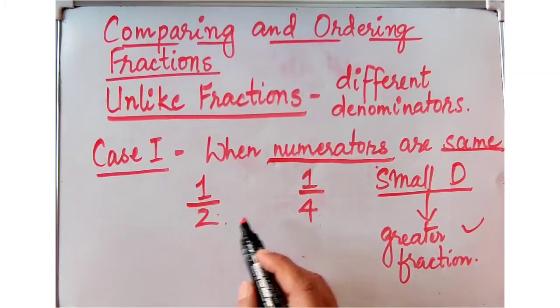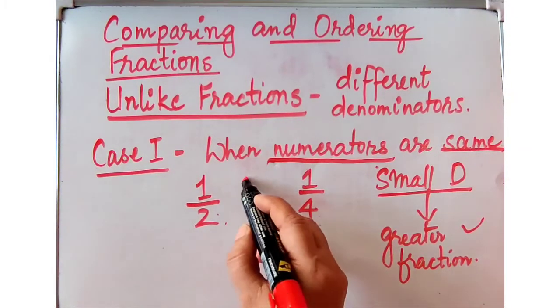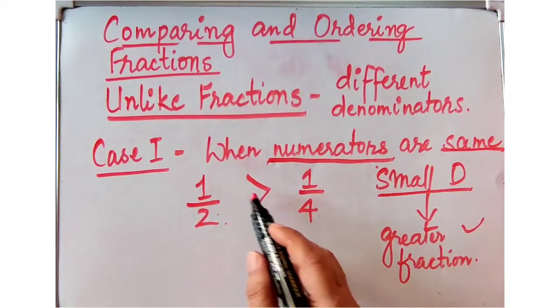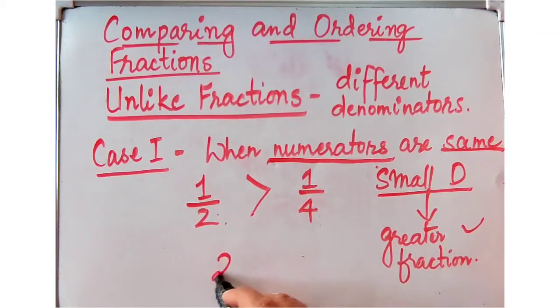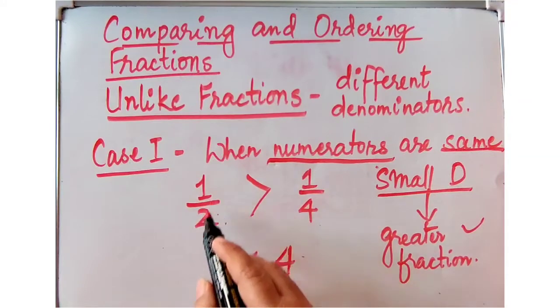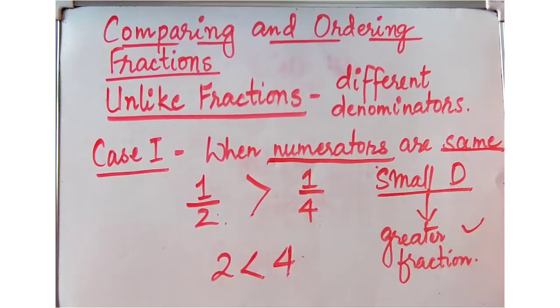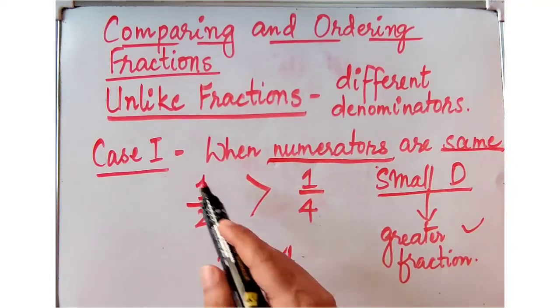We know that 2 is less than 4. Therefore 1 by 2 will be greater than, opposite. Okay, 2 is less than 4, but 1 by 2 will be greater than 1 by 4. Small denominator, the fraction will be greater.